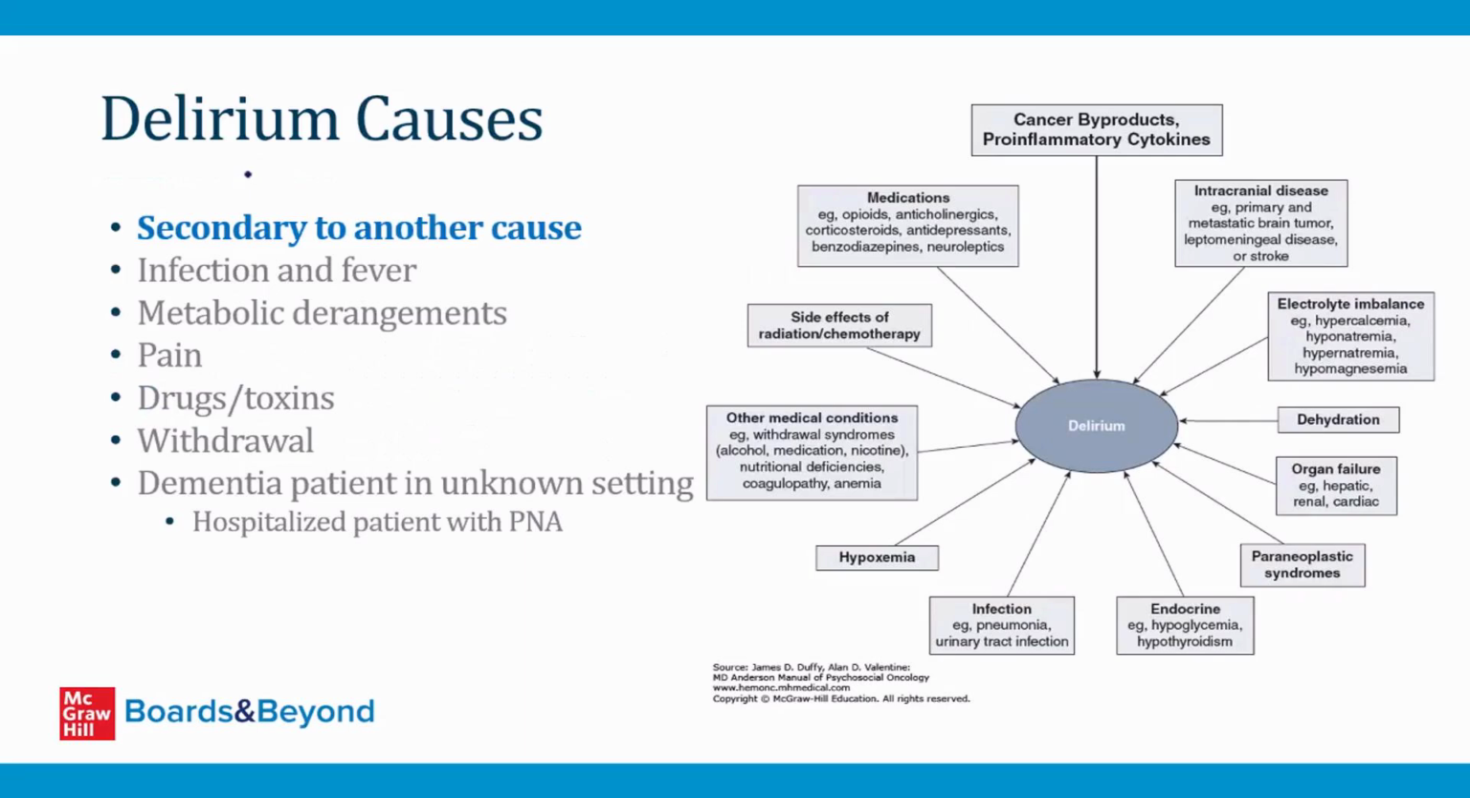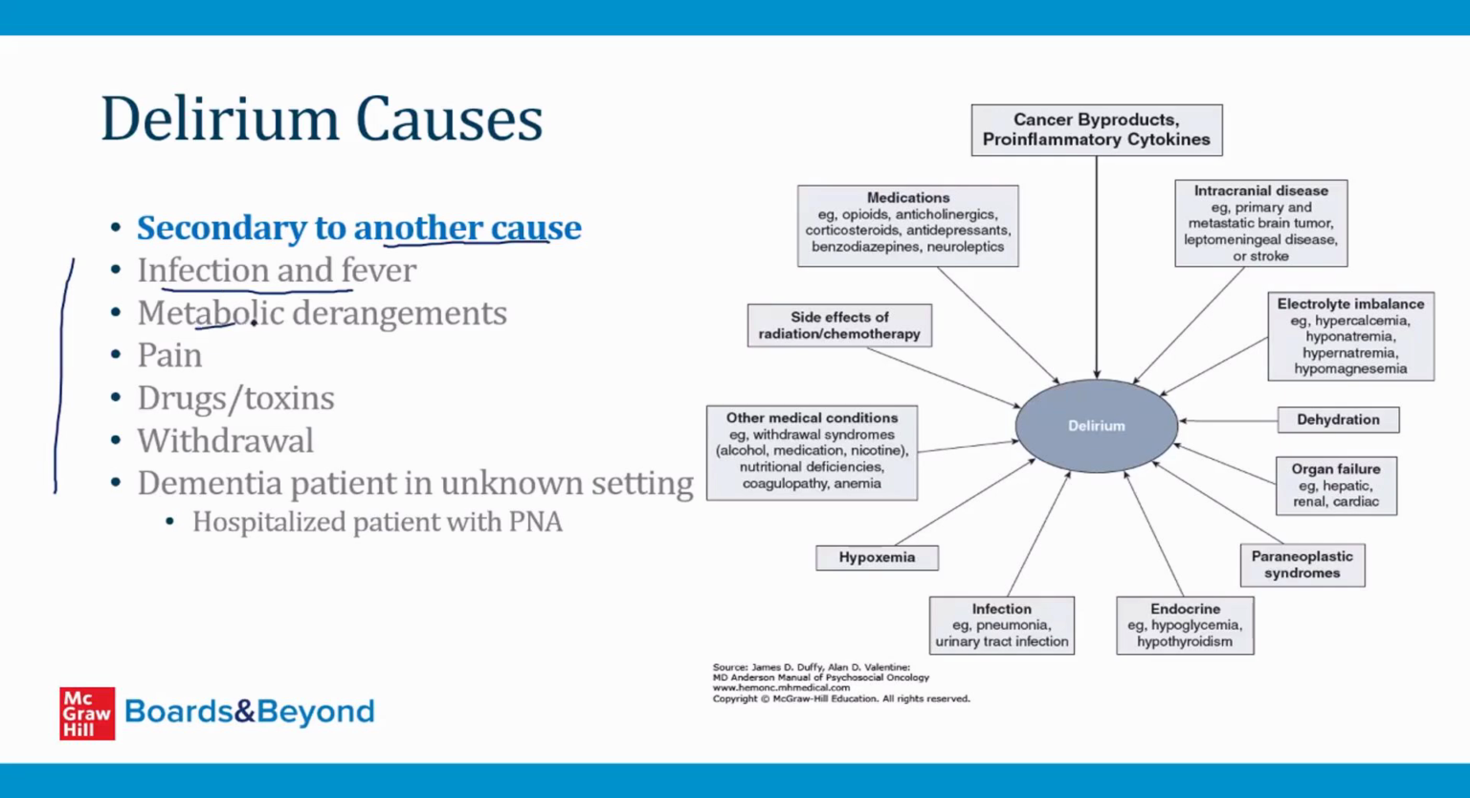It's super important to understand that delirium is never a primary disorder. It's always secondary to another cause. And so when you see a delirious patient, you always have to ask yourself, what's going on with that patient that is triggering this delirium? Some of the common triggers for delirium are listed here. A big one is infection and fever. You will see many hospitalized patients who have an infection, have a high fever, and they develop delirium.